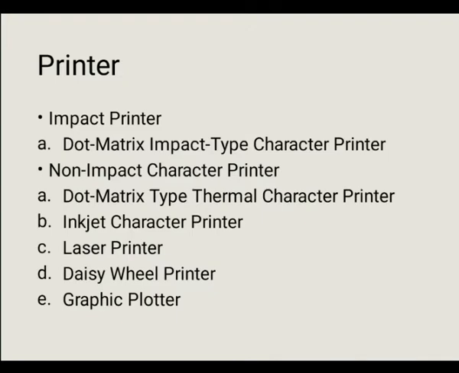Character printers can be classified into two types, impact printers and non-impact character printers. The impact printer uses an electromechanical mechanism that causes hammers or pins to strike against a ribbon and paper to print the text. There are two types of impact character printers, that are the dot matrix printer and the letter quality printer.